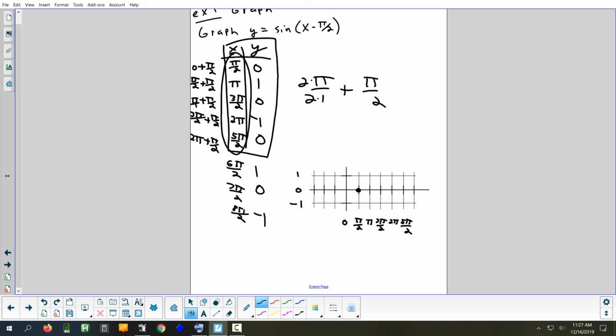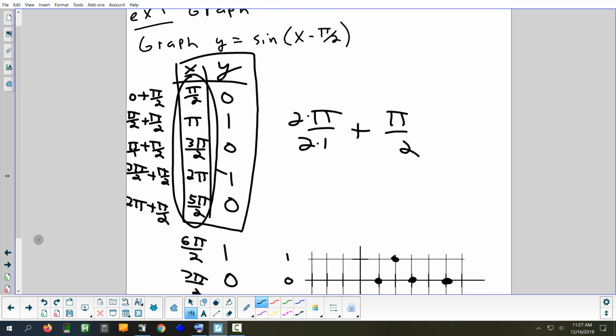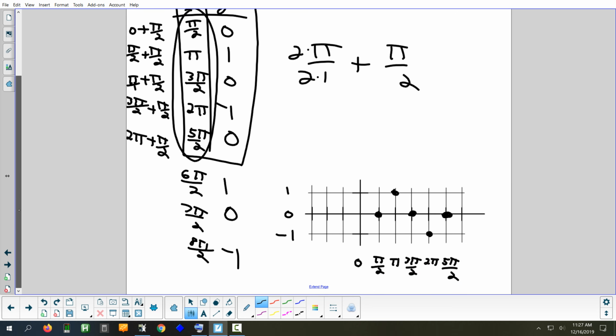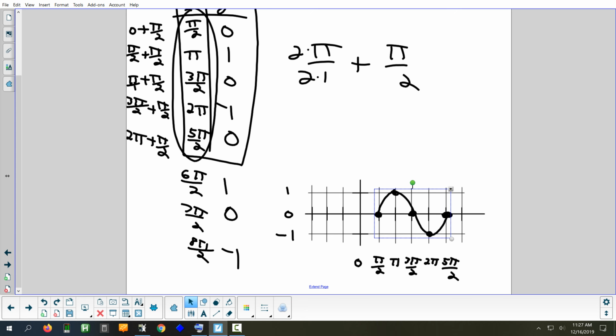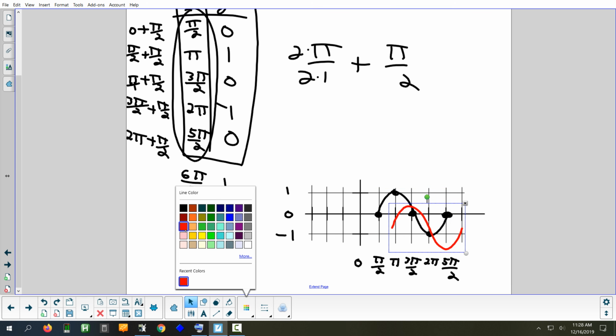Pi over 2, 0. Pi, 1. 3 pi over 2, 0. 2 pi is negative 1. And 5 pi over 2 is 0. Now, remember, it's a wave. So try to make it look like a smooth kind of curve. Perfect. There's your graph. So that's the new one. You don't have to sketch this one, but I'm just showing you the original.